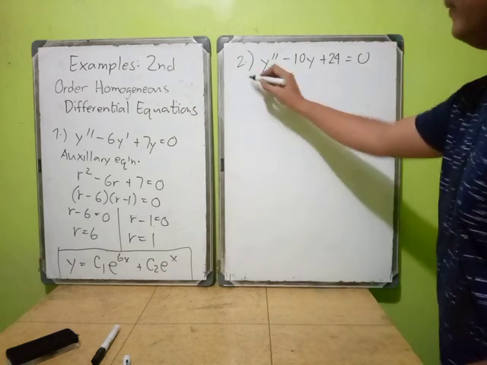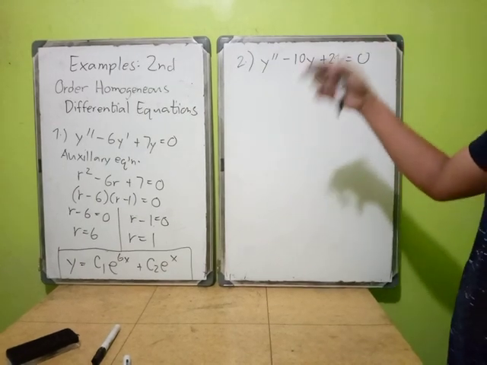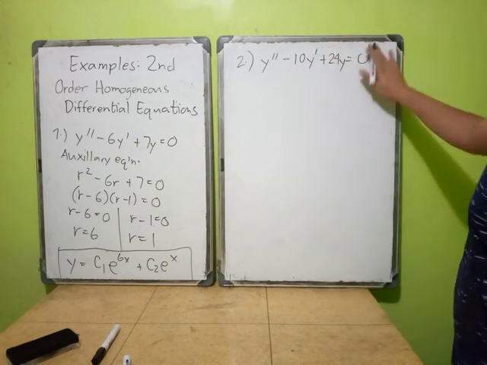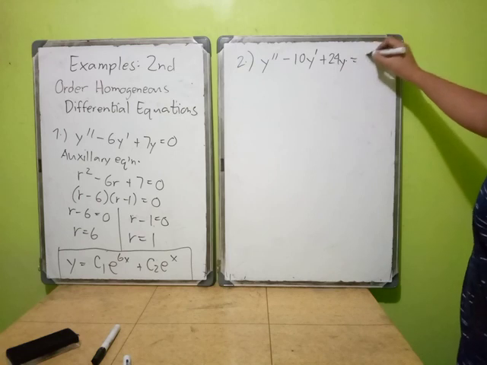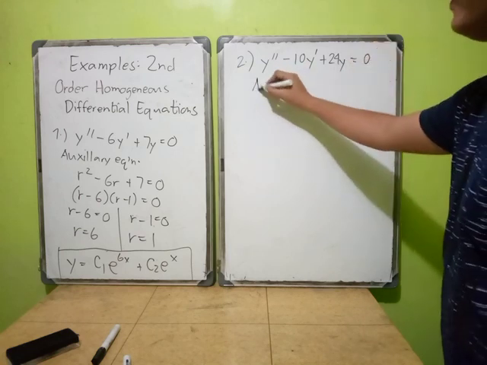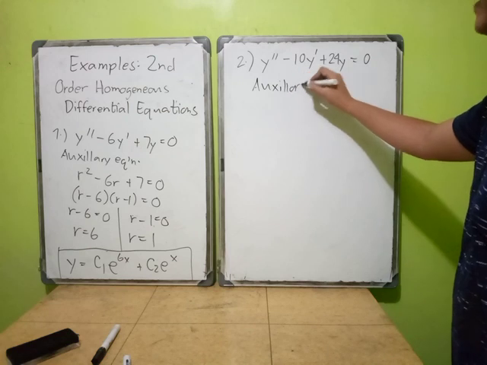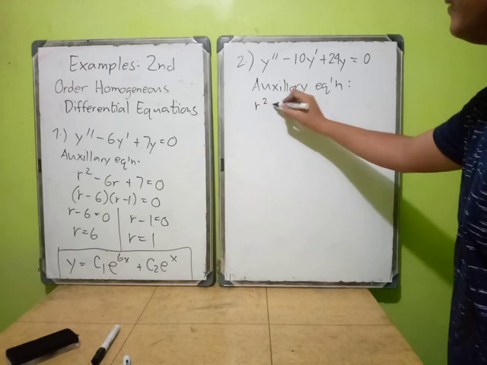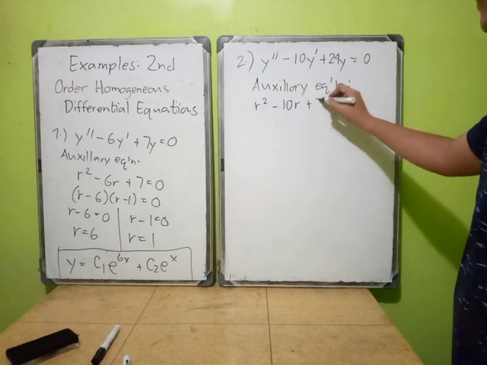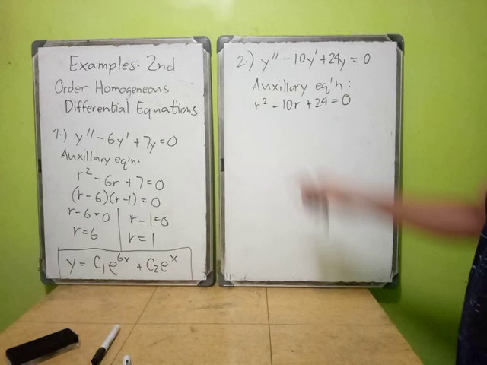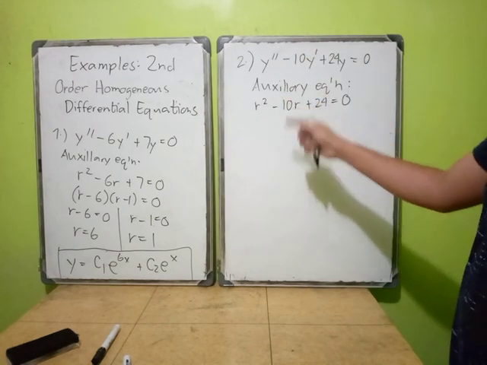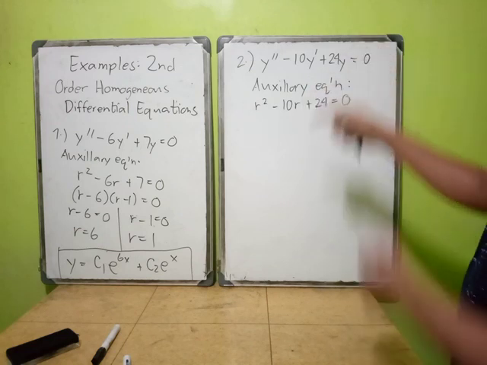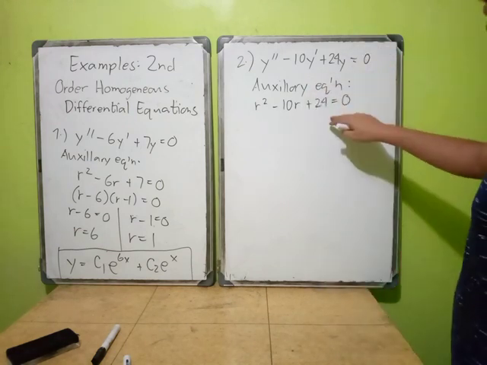For this example, y double prime minus 10y single prime plus 24y is equal to 0. How do we solve this one? Again, we have to have an auxiliary equation. We convert it into an auxiliary equation. It will become r squared minus 10r plus 24 is equal to 0. The y double prime is converted to r squared, the y single prime is converted to r, and y only is converted to 1.